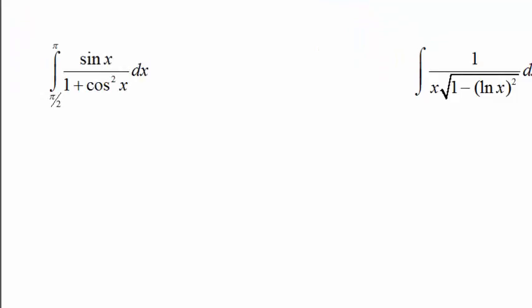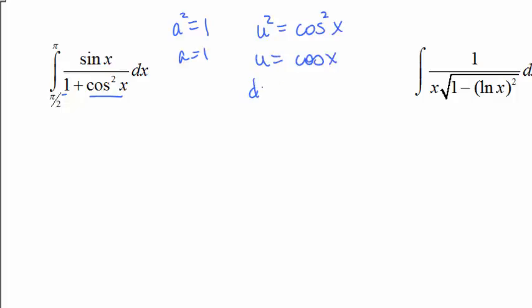Always good to practice your trig functions. It looks kind of sweet and innocent, but on the bottom I still see two perfect squares. I have a plus sign. I'm thinking arctan. So a squared is 1. u squared is cosine squared x. So u is the cosine of x. What's the derivative of cosine? Negative sine x dx. And that's almost exactly what I have up here, except for a negative.